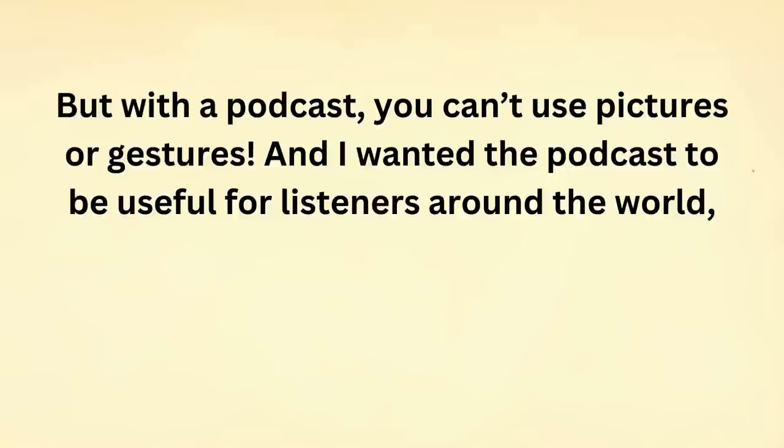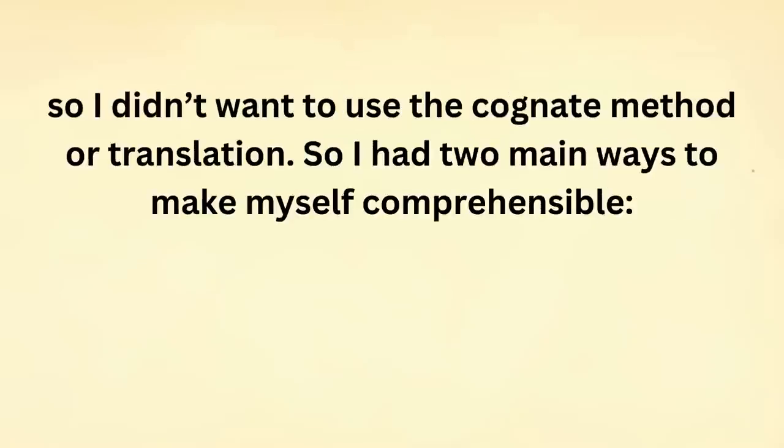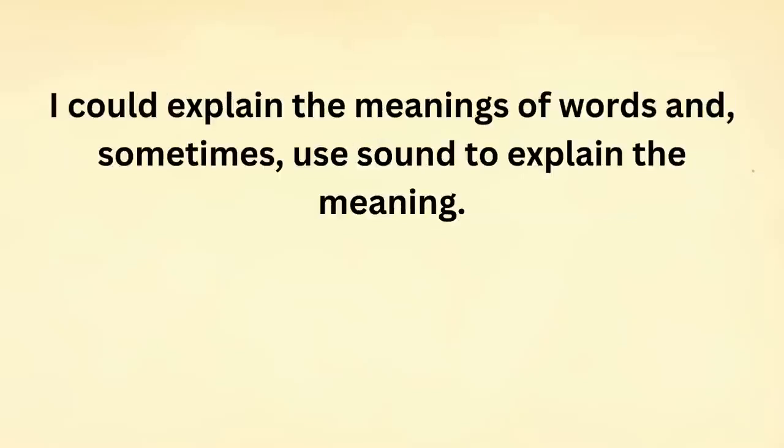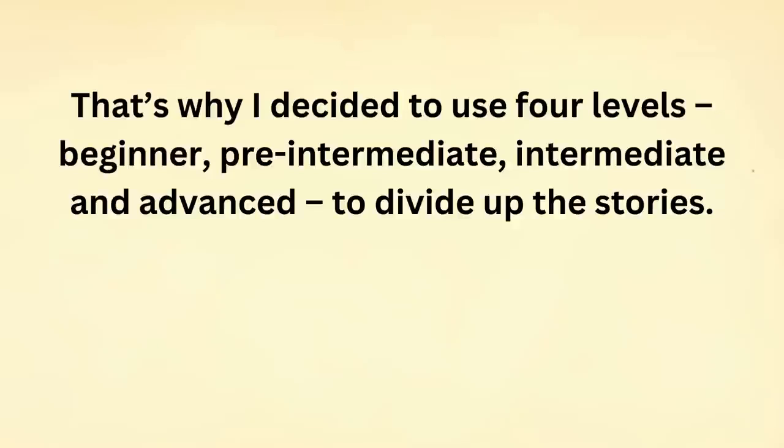But with a podcast, you can't use pictures or gestures, and I wanted the podcast to be useful for listeners around the world. So I didn't want to use the cognate method or translation. So I had two main ways to make myself comprehensible. I could explain the meanings of words and sometimes use sound to explain the meaning. That's why I decided to use 4 levels: beginner, pre-intermediate, intermediate and advanced to divide up the stories.